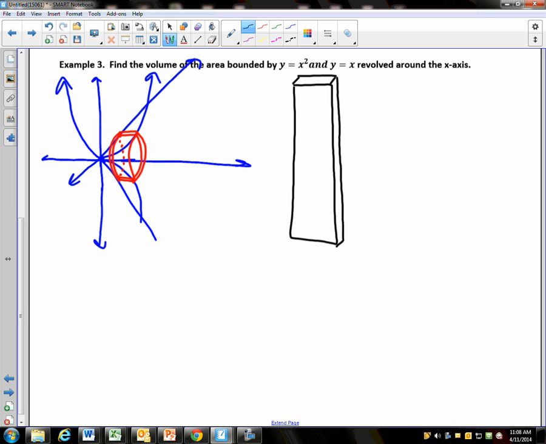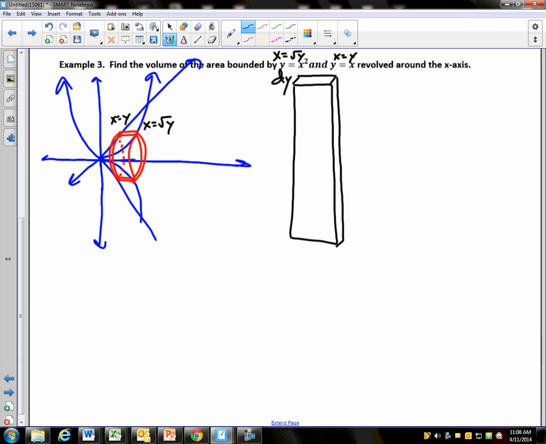Okay, so Anna sees that this sliver that I cut right there, does that have width of dx or dy? dy. So everything has to be written as a variable with y. So I have to change y equals x squared to x equals the root of y. And I have to change y equals x to x equals y.